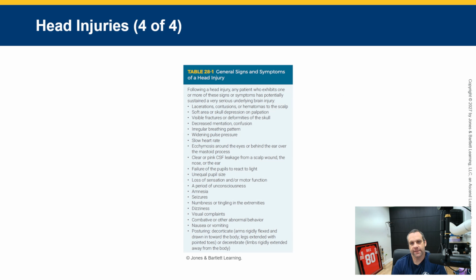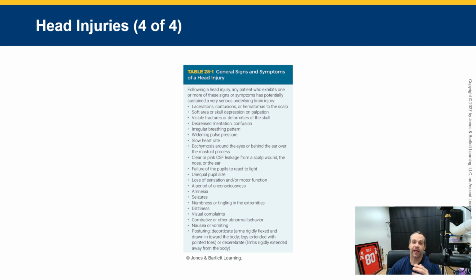So here we have some warning signs of a head injury, and we can divide them into several different groups. We have physical findings like bruising, laceration, swelling, a hematoma, maybe a soft or depressed area on the skull. Maybe you have fluid drainage from the nose or ears. Those would all be physical findings. Changes in brain function may appear as unusual behavior, repeated questions, memory loss, seizures, issues with their vision, nausea, vomiting. The pupils themselves may become unequal or not respond well to light.